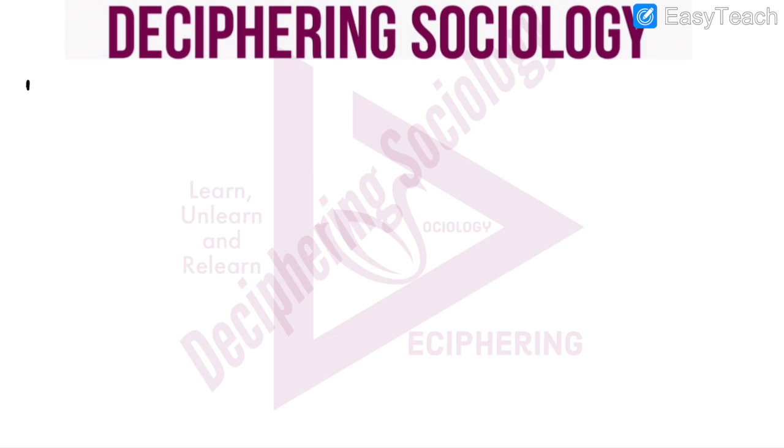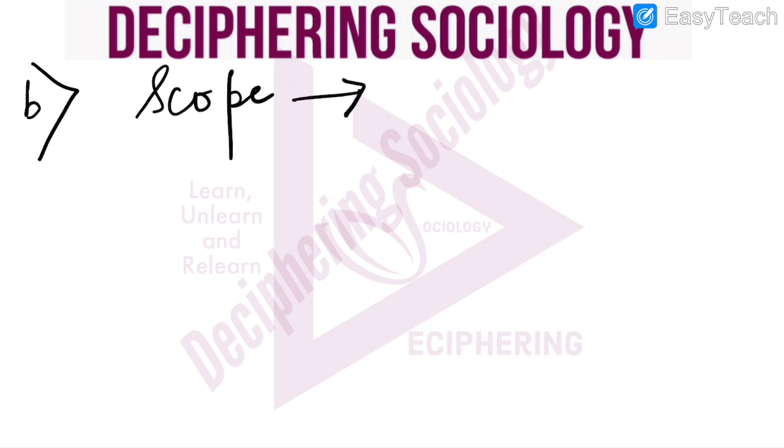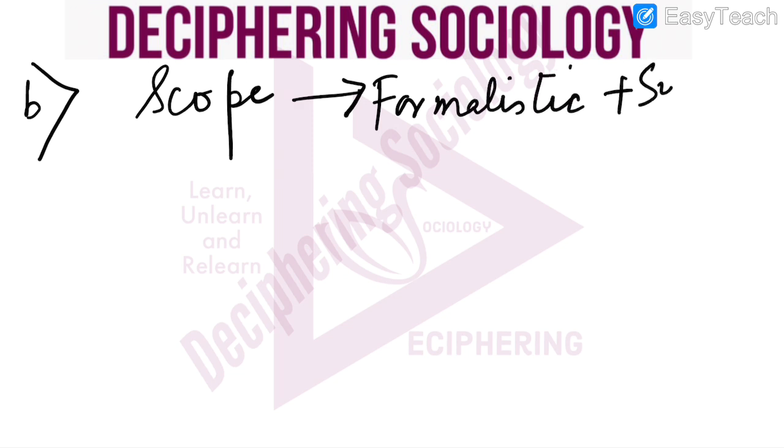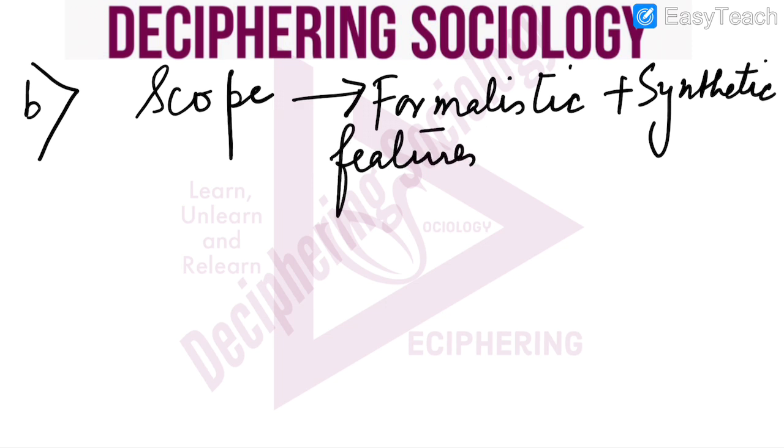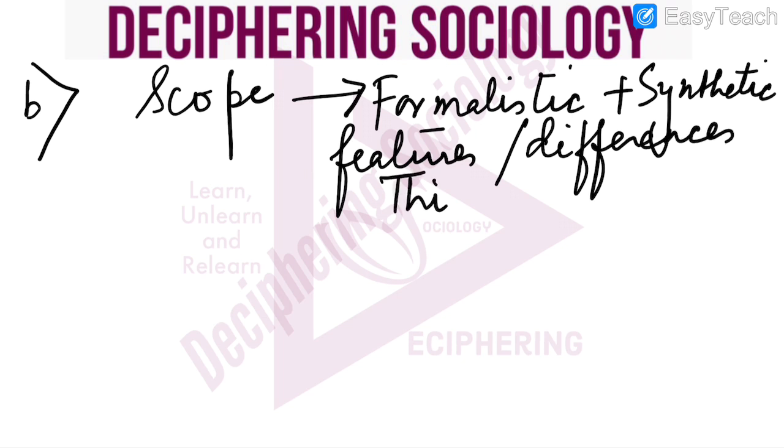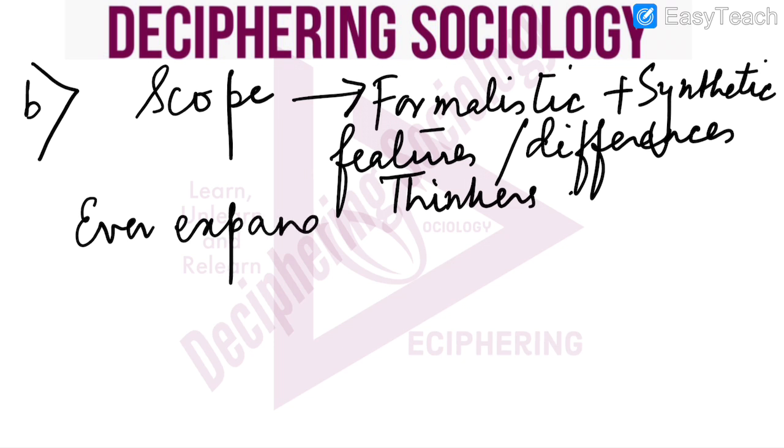Second, when we are talking about scope of the subject, here you need to note down the two schools of thought, formalistic and synthetic. Note down the features, differences and thinkers, at least 1-2, okay, and how it is ever expanding. What is the status of scope today?